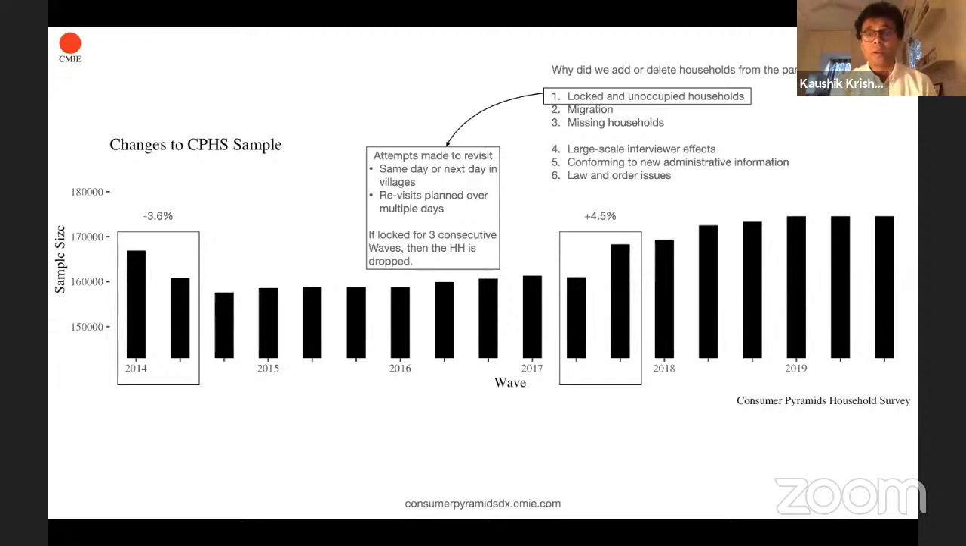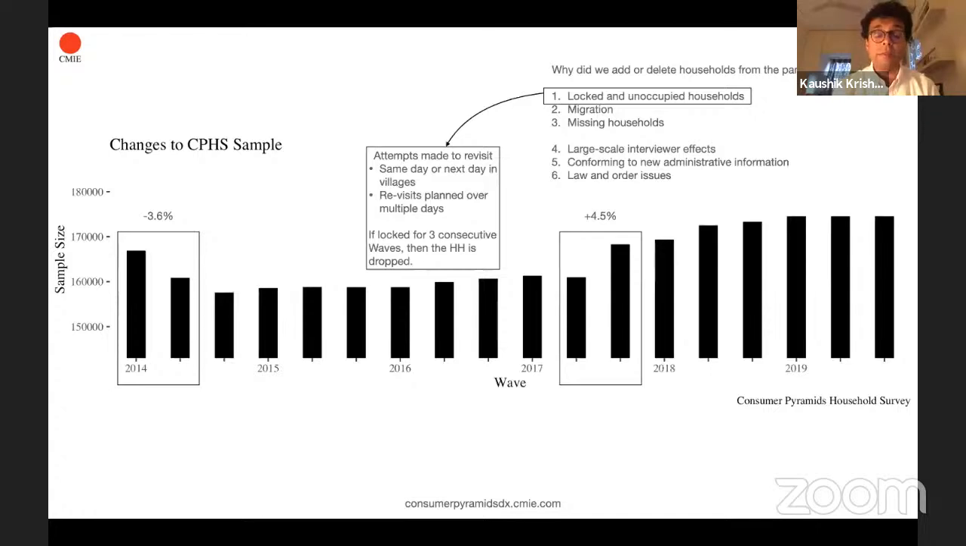Locked and unoccupied households, we know how to deal with those. We have a very standard process. If a household is found to be locked or unoccupied, we make attempts to revisit that household. If it's in a village, we have to do it in the same day or the next day, because we move from village to village to cover all the villages in a homogeneous region or a district or a state. If it's in a town, then a revisit can be planned over multiple days. And we make a lot of attempts to reach these locked and unoccupied households.